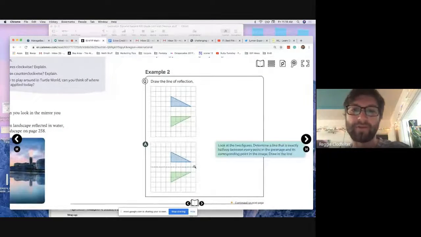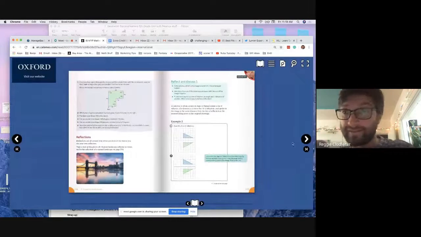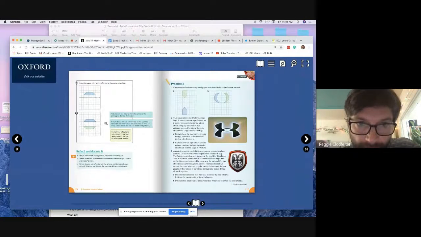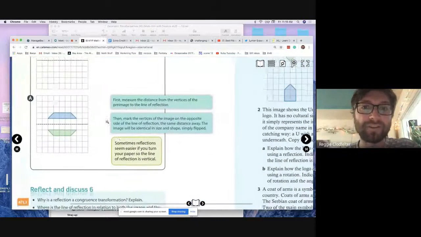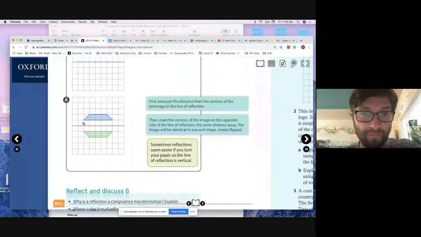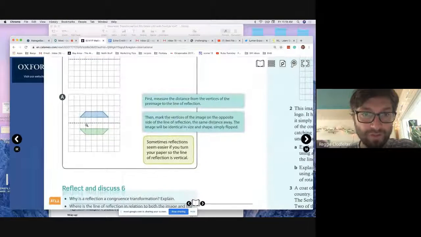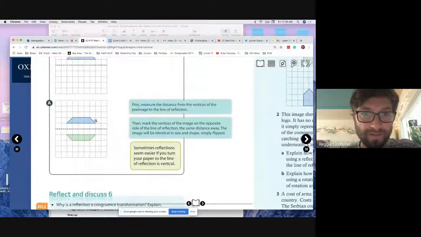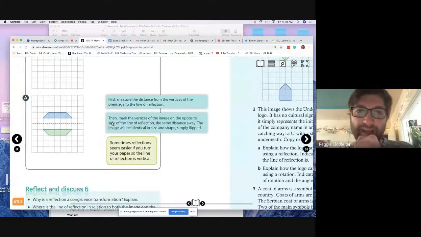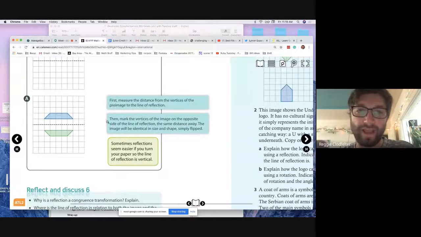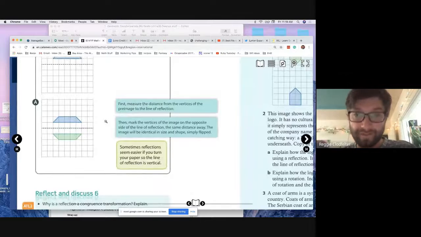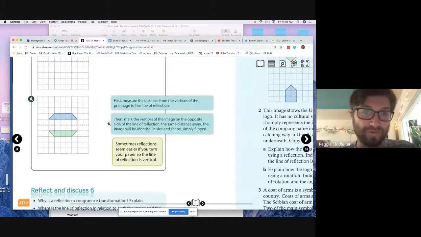Does that make sense to everyone? Just say no if it doesn't. So, first, you will measure the distance from the vertices of the pre-image to the line of reflection. For example, here it's 1 unit. Here it's 2 units, 2 units, 1 unit. Then mark the vertices of the image on the opposite side of the line of reflection, the same distance away. The image will be identical in size and shape and simply flipped. This is key though, it must be flipped or else it's just a translation.